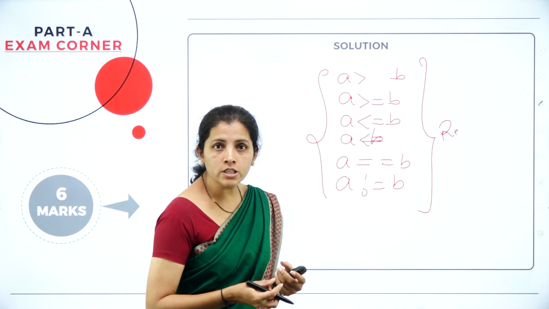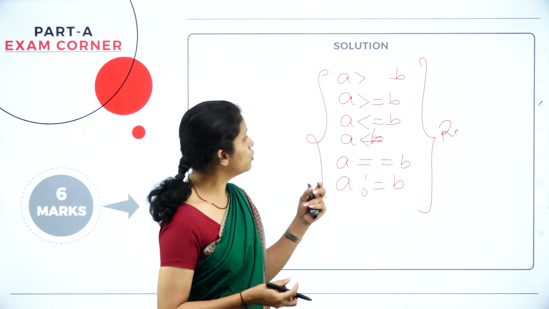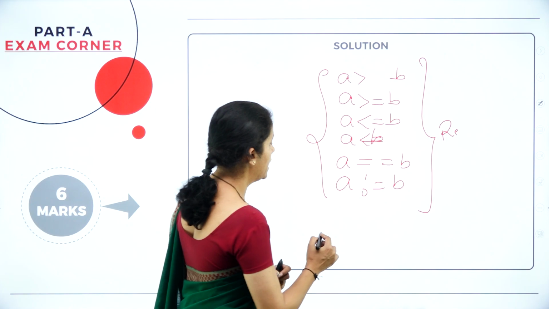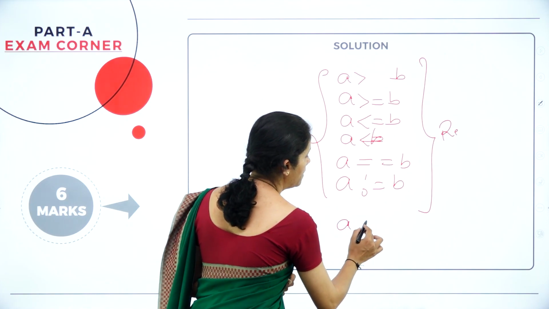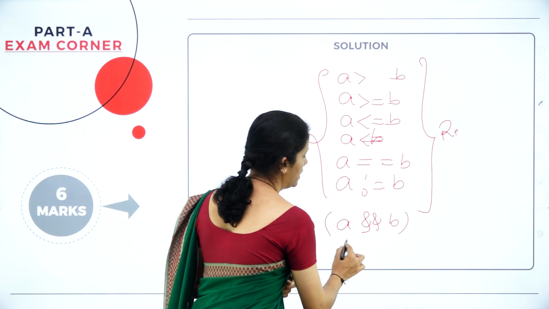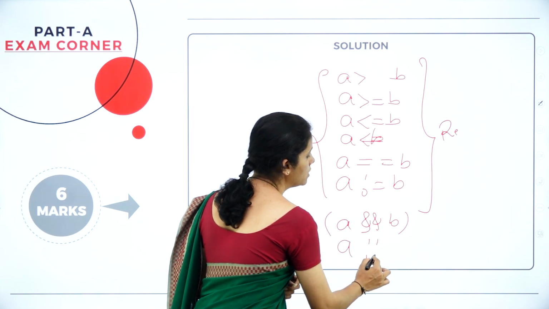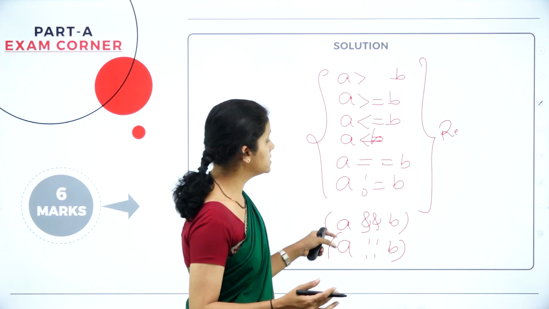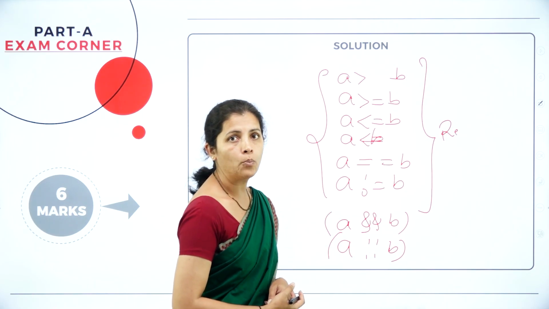Then what is logical operator? I want to represent the logical relationship between the variables. Example, A and B, A or B. So these are the examples for logical operator.